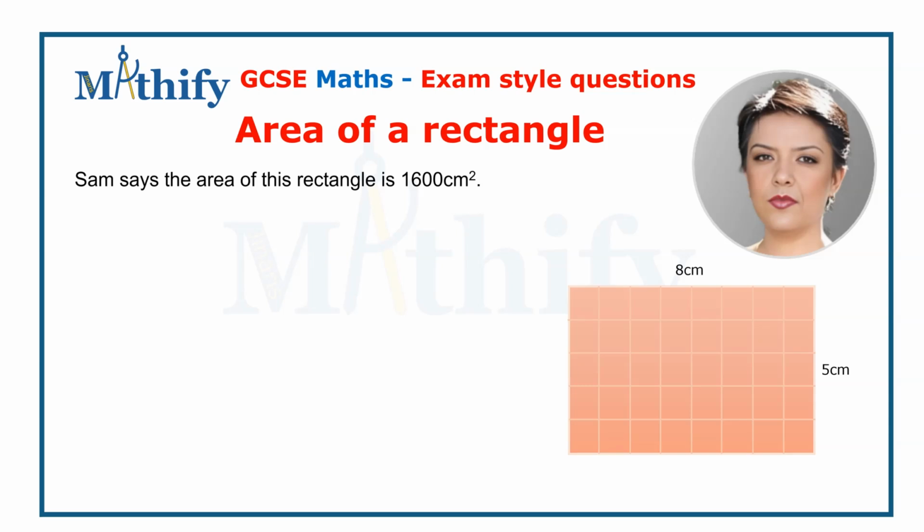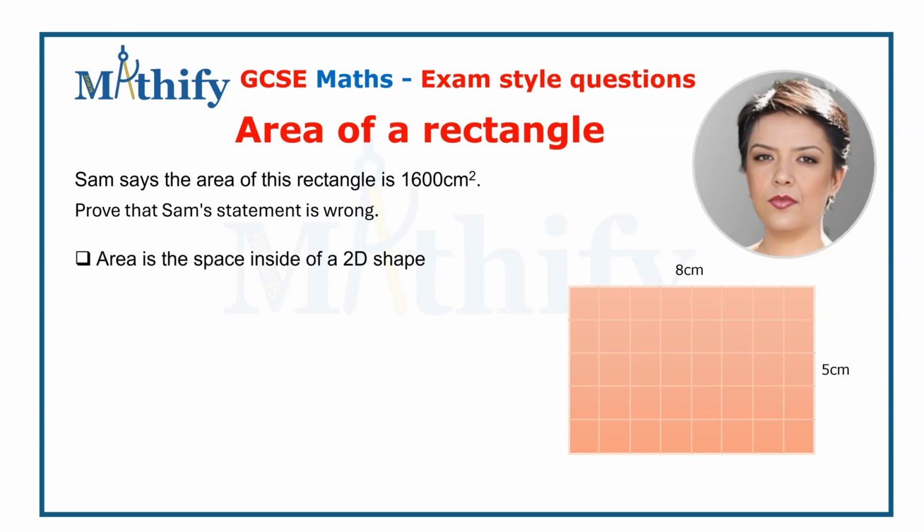Sam says the area of this rectangle is 1,600 centimeters squared. Prove that Sam's statement is wrong. To work out an area of rectangle, we need to do length times width. So we know that area is the space inside of a 2D shape. So area is equal to length times width, as I mentioned earlier. So now all we need to do is just put these values. So our length is 8 centimeters. Our width is 5 centimeters.